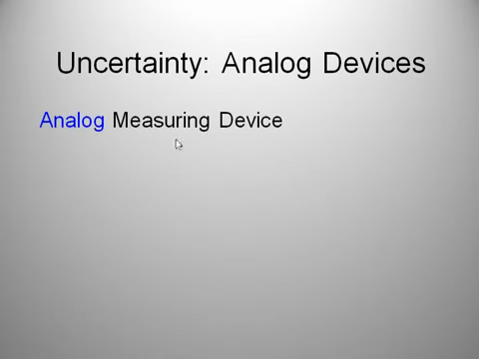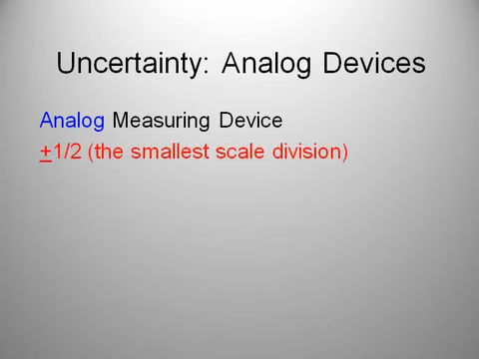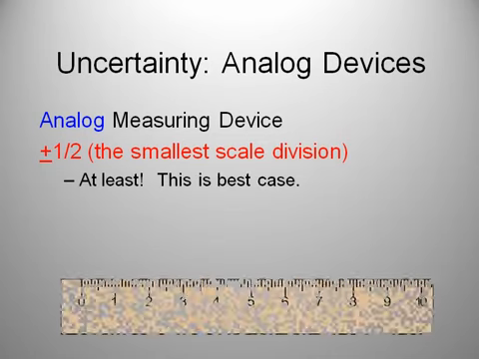So if you have an analog measuring device, and those are things that are not digital, for example, a watch or a clock that has hands moving on a circular dial, that's an analog clock. We're going to use plus or minus 1/2 the smallest scale division. Now this sounds a little confusing, but let's do an example. And this is going to be the best case.